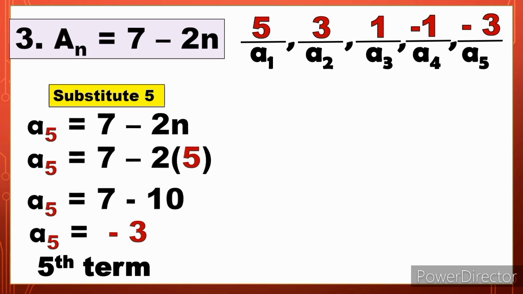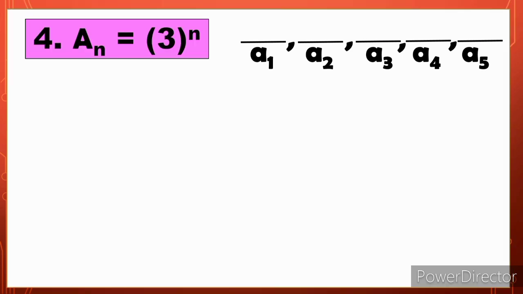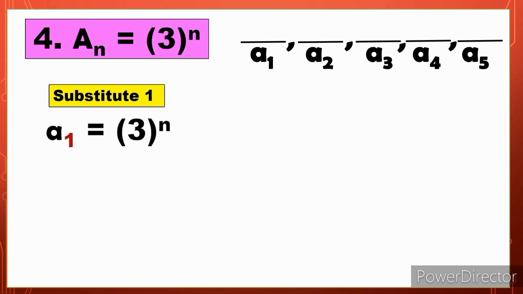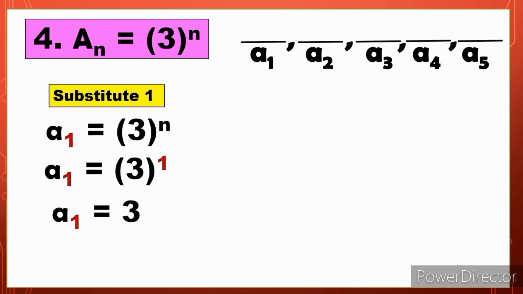Okay, so let's have another example, number 4. So, ang given rule natin or equation is a sub n equals 3 raised to n. So, ang exponent natin ngayon ay n. Okay, so to find the first 5 terms, we have to find the first term or a sub 1, substitute natin ang 1 doon sa n. Therefore, we have a sub 1 equals 3 raised to 1. So, 3 raised to 1 is 3. Therefore, ang a sub 1 natin is 3 or first term is 3.